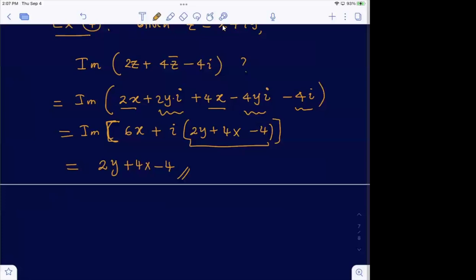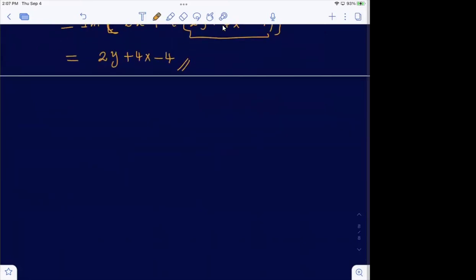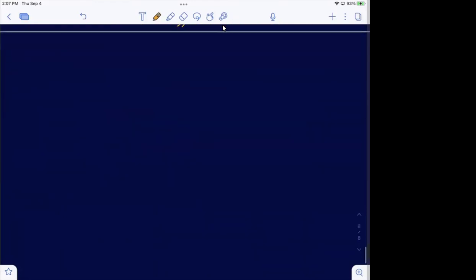So in that way, you can simplify complex numbers whenever you need to retrieve the real part or the imaginary part. It is just like using the same collection of tools, the algebraic properties of real numbers and complex numbers. So let's look at example number 5.